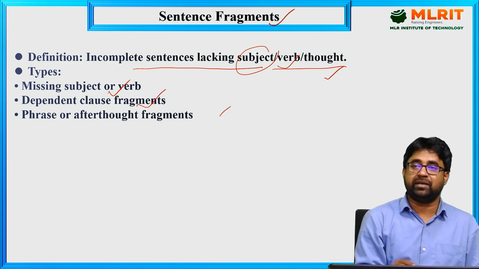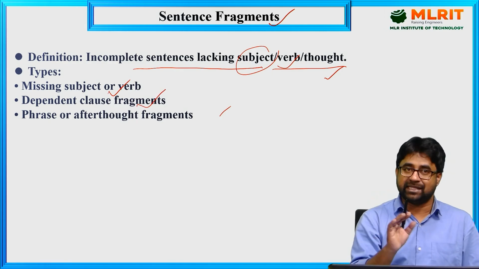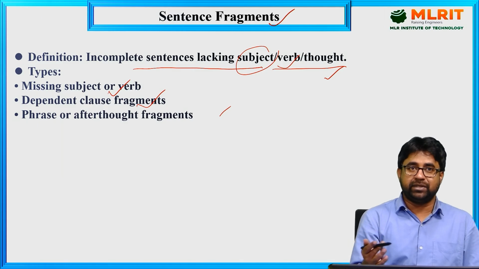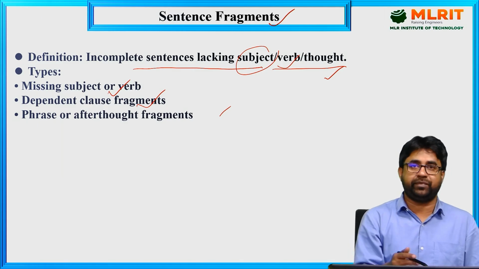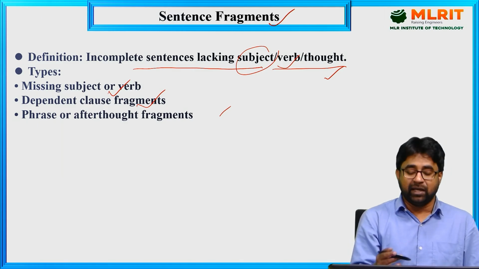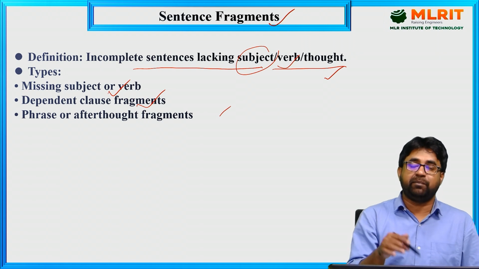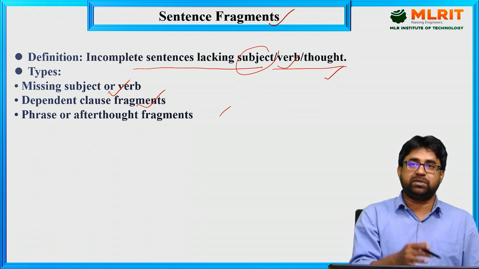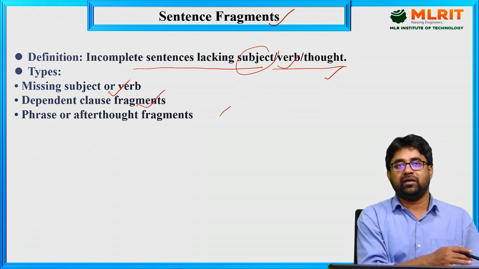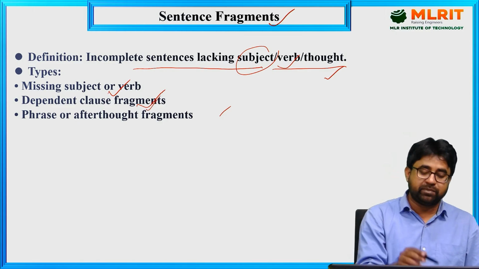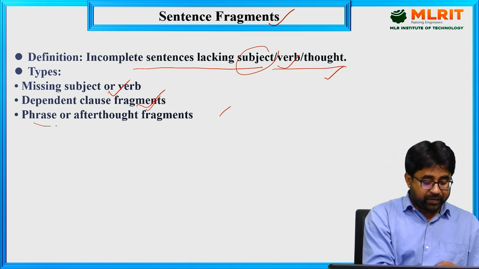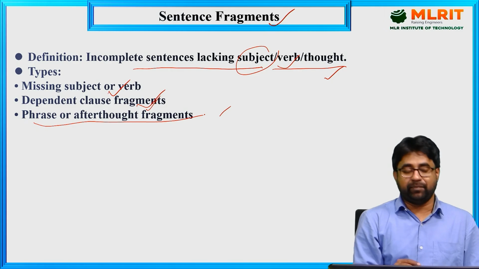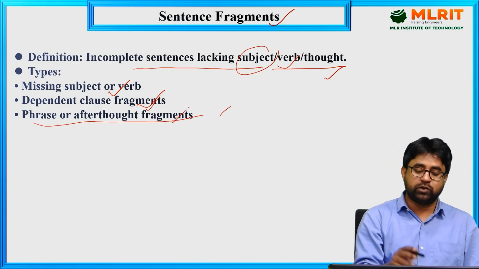Dependent clause fragments. Sometimes we only use a dependent clause as a sentence, which is not correct. A dependent clause is actually a fragment of a sentence. It cannot be a complete sentence, because in the name itself it is written dependent clause. That means it must be depending on another part. So it can never be complete. It will always be a fragment. Phrase and afterthought fragment. Sometimes a phrase or afterthought can also work as a sentence fragment.